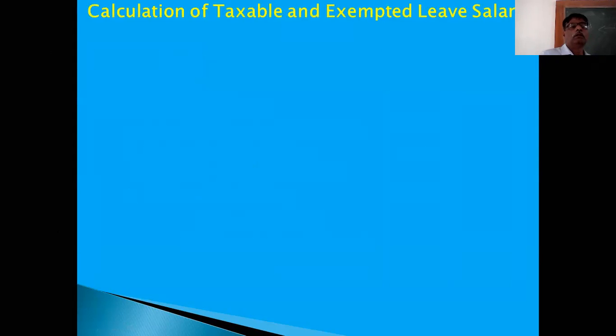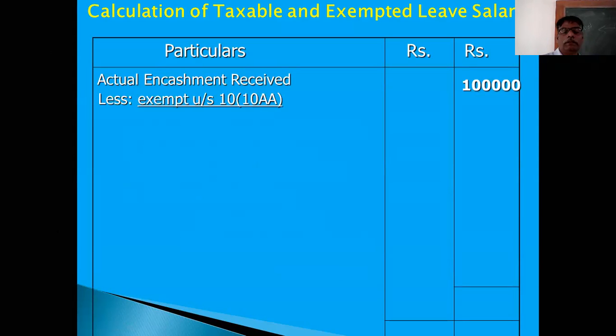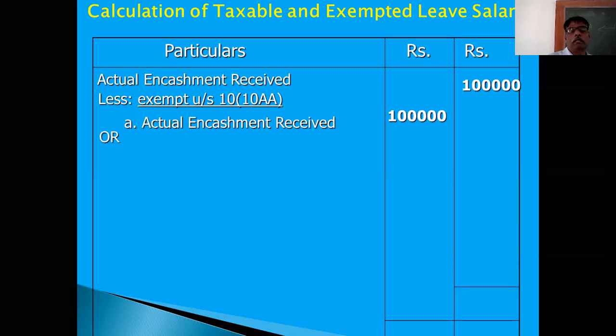You see here, calculation of taxable and exempted leave salary. First, you take the encashment received. Actual received is 1 lakh rupees. Then second point, less exempted under section 10(10AA). First point, actual encashment received is 1 lakh rupees. Then you take the second point, that is the maximum amount.